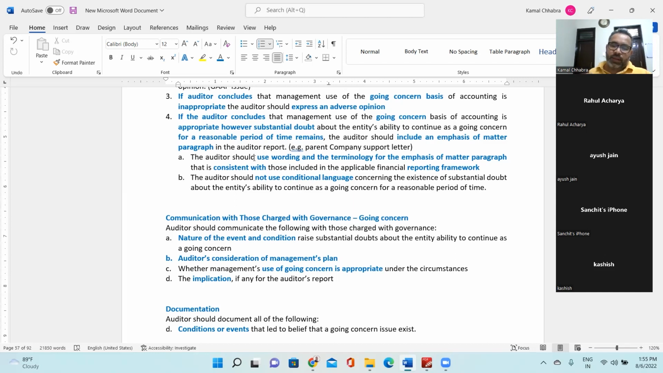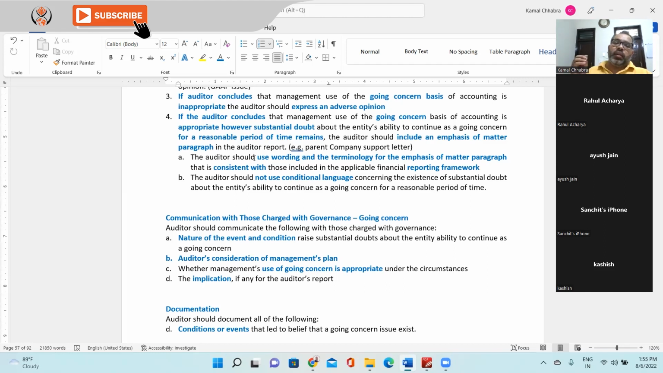So here there are 3 scenarios given. First scenario is when there is no issue. In that case, you are not required to take any additional documentation. Second case, when there is an issue. If the issue is having pervasive impact, then you will be giving an adverse opinion. If the material impact, then you will be giving a qualified opinion.